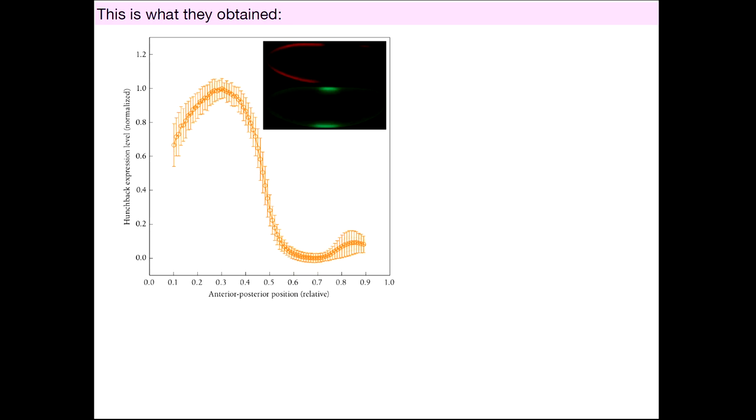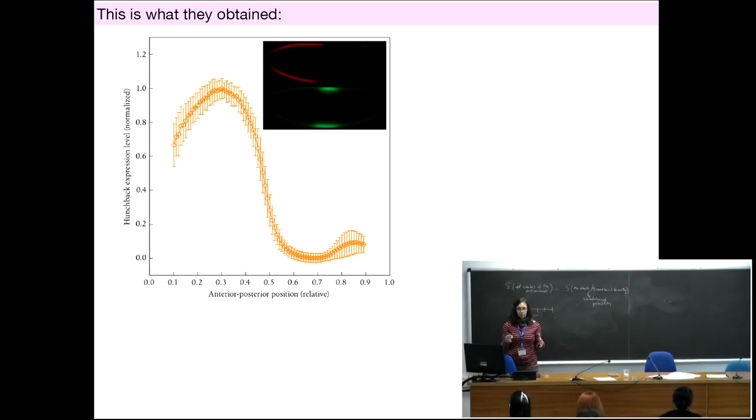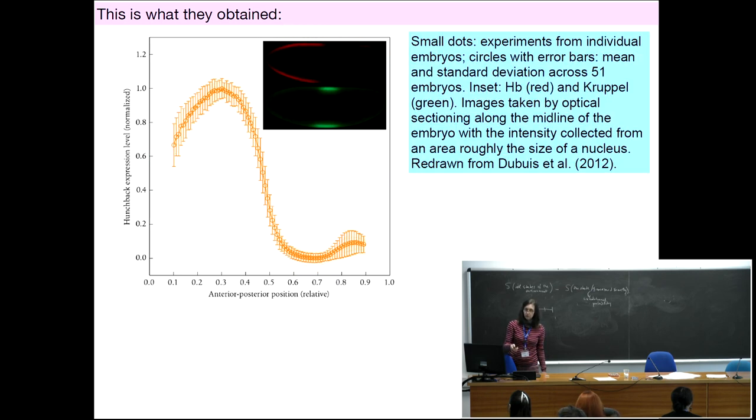And also, this uneven distribution stays while the embryo grows. So in that way, you get rid of the total length of the embryo. And this is the fluorescence, basically, of Hunchback. And here's the explanation. There are some small dots that, for me, are impossible to see, but those are the individual measurements.